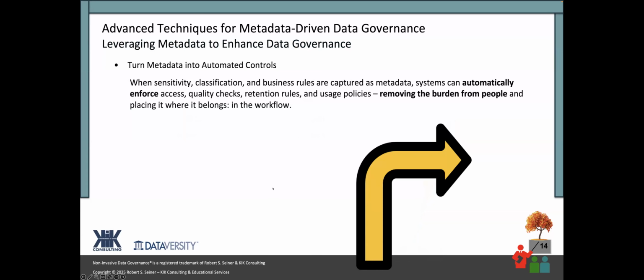So the first one here was to turn metadata into automated controls. Again, when you have things like the sensitivity, the classification, the business rules, it becomes best practice when you can build those into decisions that are being made, to reports that are being provided to you as to the quality of the data.